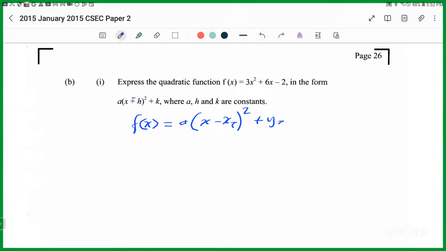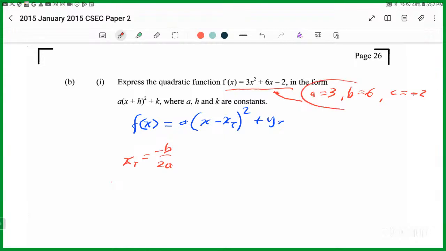Know that even when I put a plus in here, I'm using x minus xt. When we use that method, this value xt is minus b over 2a. What are the a and the b? A and b are coefficients in the standard form. In the standard form, the a is equal to the coefficient of x squared, which is 3. The b is equal to the coefficient of x, which is 6. And the c, the constant term, is negative 2.